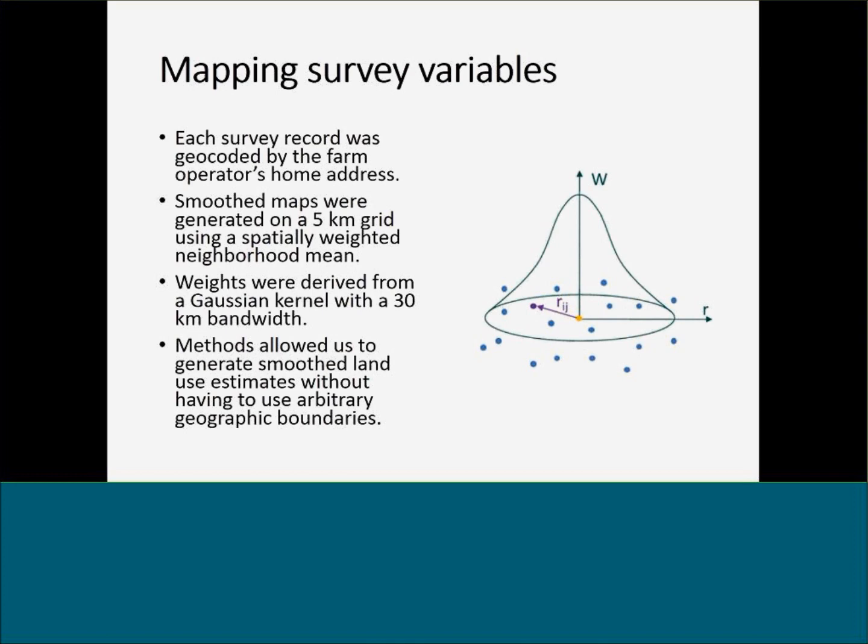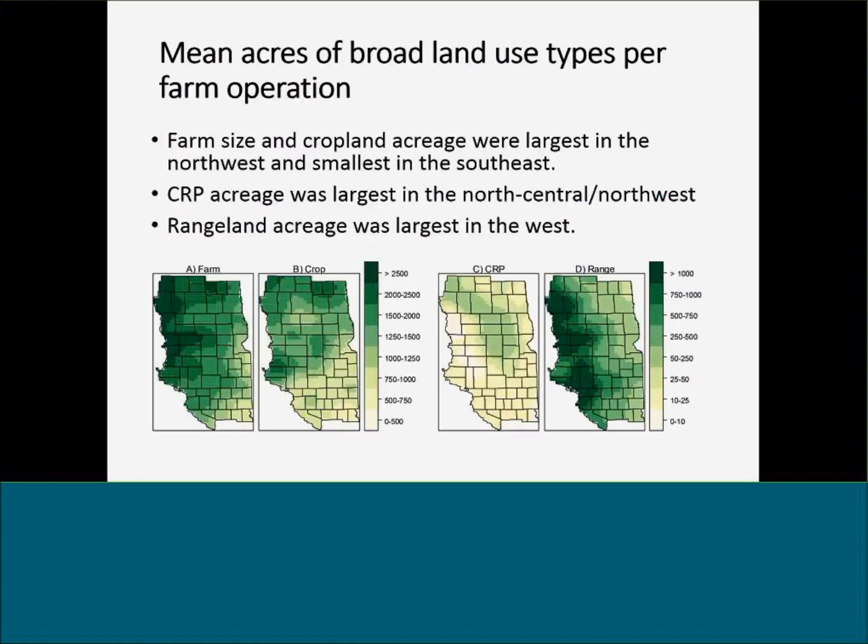And basically the reason that we did this is it allows us to come up with some fairly stable estimates based on a sufficient sample of these points. And we don't have to use arbitrary boundaries like counties or zip codes that cause a variety of problems. And so what we ended up with were a number of maps like this.